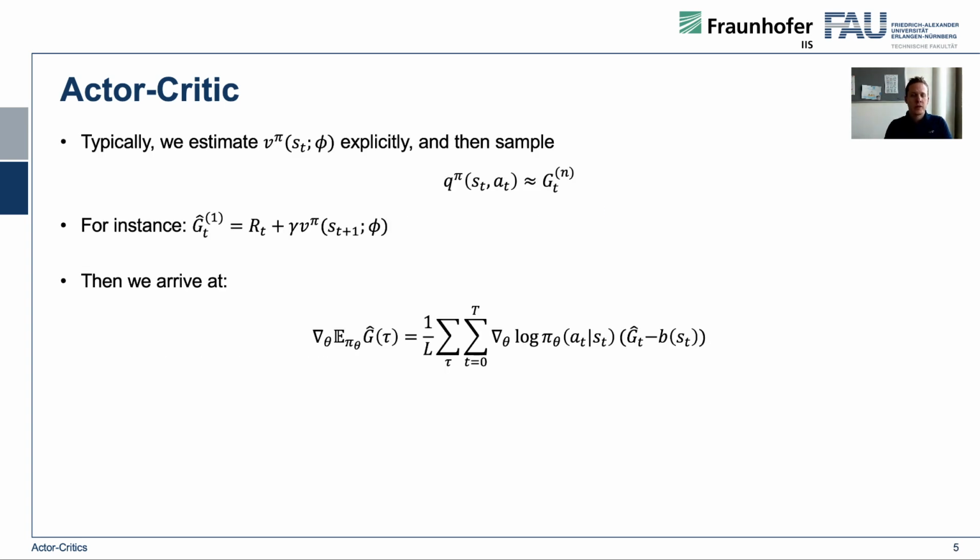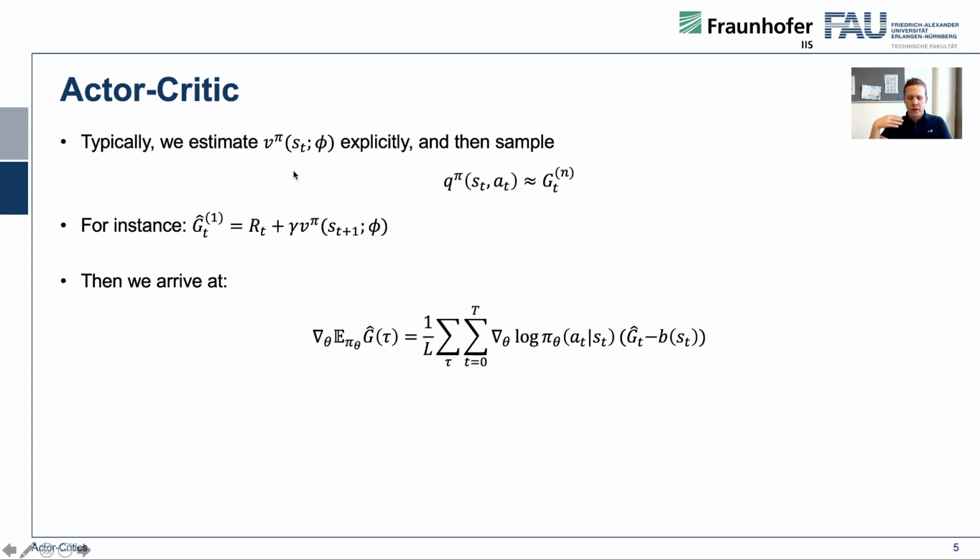Typically what we will be doing, this is also something that you have seen a lot in TD learning. Typically what we want to do is estimate the value function using a neural network, and we want to estimate it really explicitly and with high accuracy. And then we want to sample the Q value out of the state value that we actually approximated using the critic network. How can we actually do this?